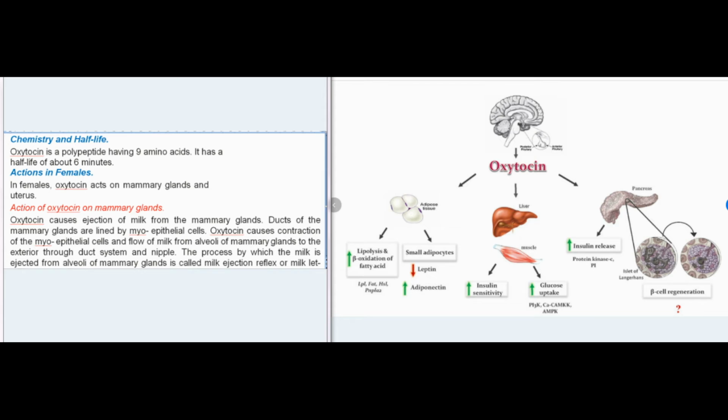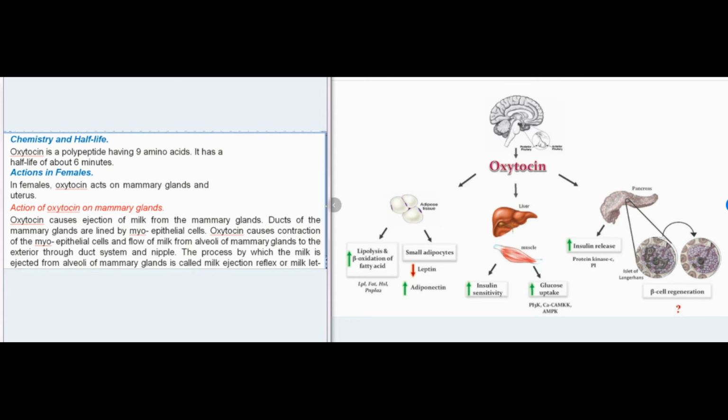Chemistry and half-life. Oxytocin is a polypeptide having 9 amino acids. It has a half-life of about 6 minutes. Actions in females. In females, oxytocin acts on mammary glands and uterus. Action of oxytocin on mammary glands. Oxytocin causes ejection of milk from the mammary glands.